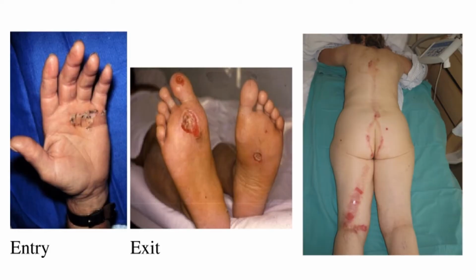And these are just some examples of currents or entry and exit wound electrical burns. So more on the left-hand side, it looks like there was an entry through the hand and then an exit through the feet. And then the picture on the right-hand side shows you full current there. It's unbelievable.